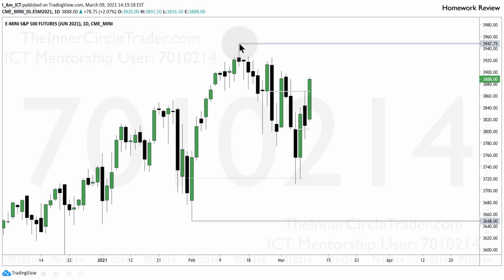So we have a range high, range low, and then we have the mean threshold of this bullish order block. That's the midpoint of this candle. So from the low to the high, the Fibonacci 50 level extended out in time. Trades into that for optimal trade entry there.